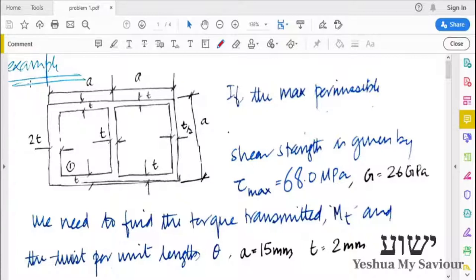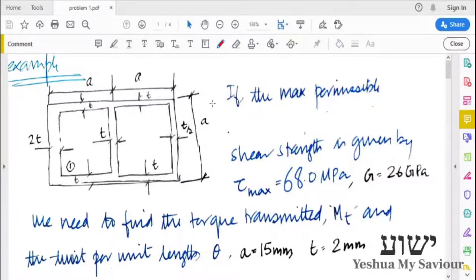We'll be looking at a simple problem on multiply connected sections. We have a thin hollow section which has two subsections. So we look at this simple problem.